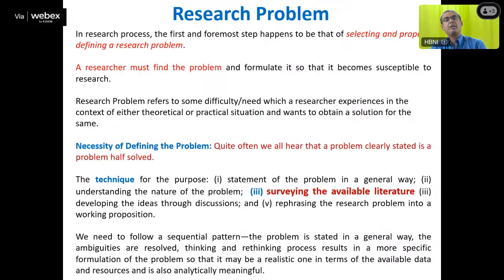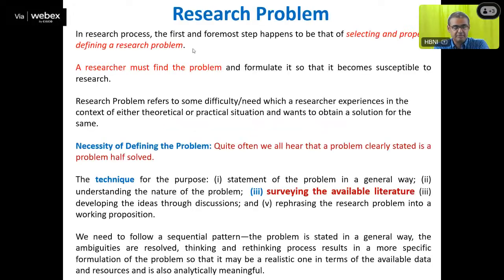So what is the recap of what we did last class? That is research problem. If you all remember, in the research process, the first and foremost step happens to be that of selecting and properly defining a research problem. This is what we studied last class. A researcher must find the problem and formulate it so that it becomes susceptible to research. Research problem refers to some difficulty, a need which a researcher experiences in the context of either a theoretical or practical situation and wants to obtain a solution for the same.